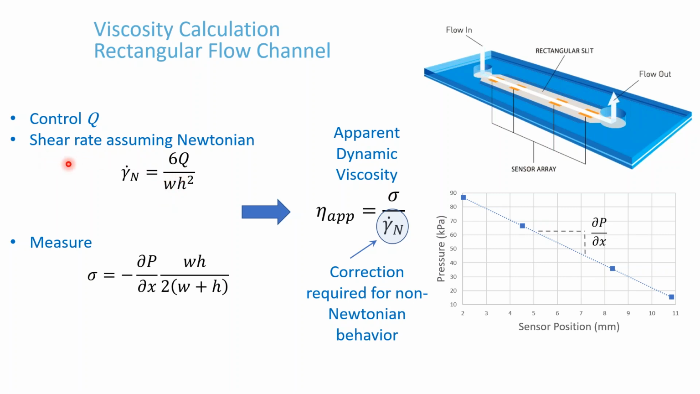Our instrument makes the assumption that the fluid in the channel is Newtonian. And this is why we need to make the WRM correction with our data when we are measuring non-Newtonian fluids. And so our instrument measures the shear stress, and we calculate the shear rate based on the flow rate we can control to get the apparent viscosity of the fluid. Again, this needs to be corrected when we measure non-Newtonian fluids, and I'll explain why in a few minutes.